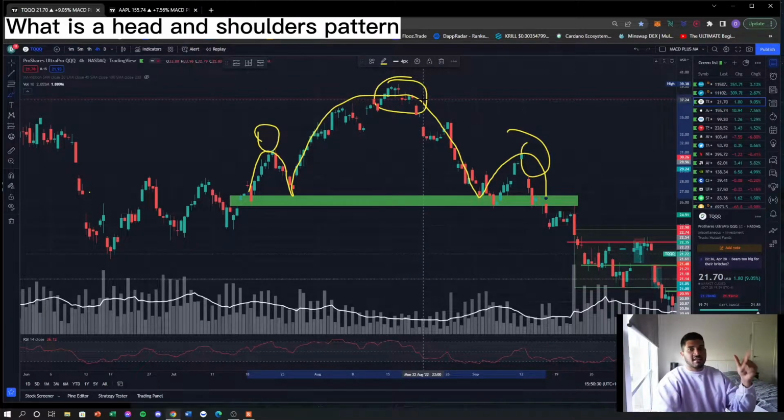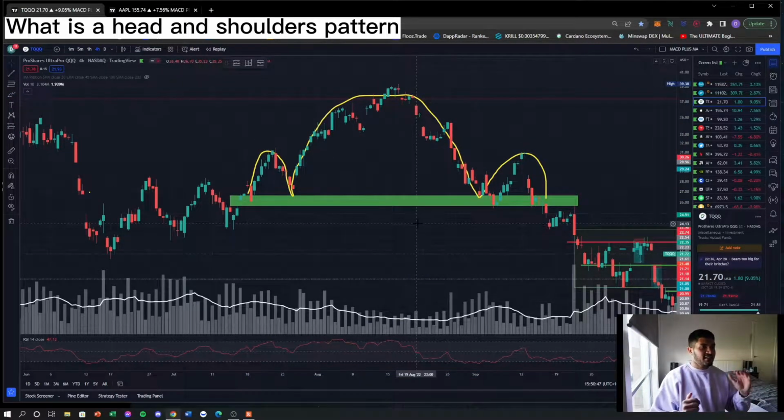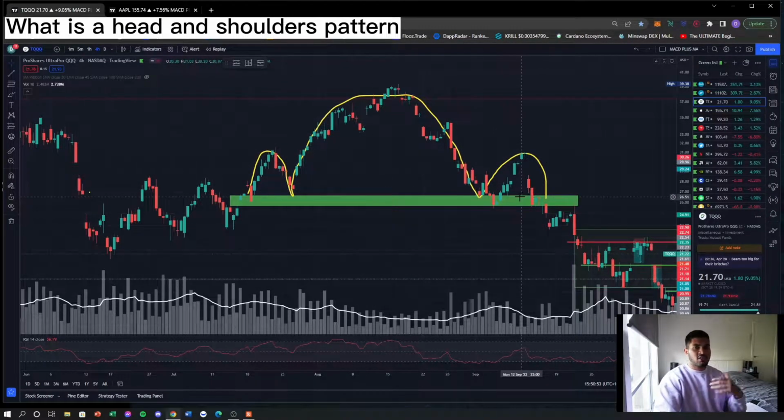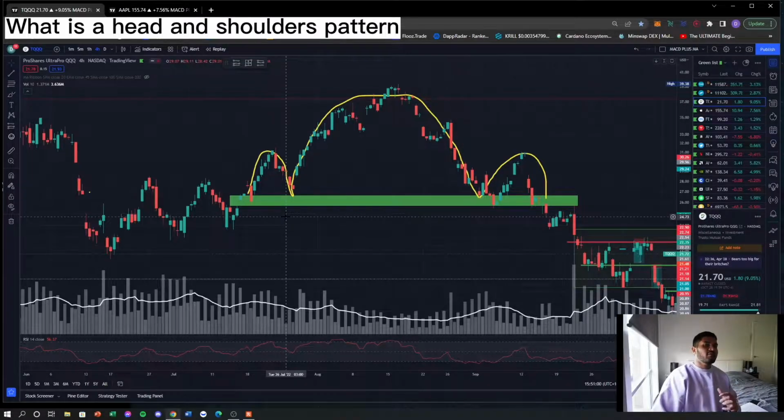So let me just clean up the chart. Chart is cleaned. That's what a head and shoulders looks like. It has to have a left shoulder, a head, and a right shoulder. Usually the head is bigger than the shoulders, just like a human's physique. So let's go over this. This is a bearish indicator, meaning the sellers are in control, and then how to make money off that.